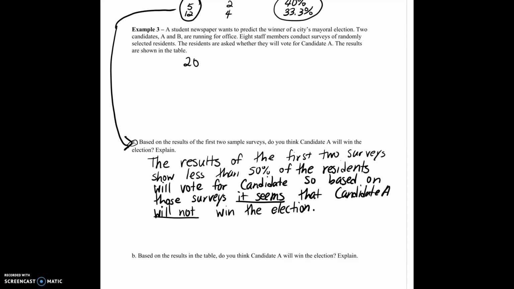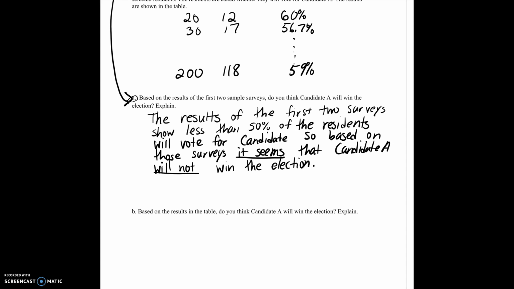So as you go on, we do 20, we get 60%, which is a jump up. Then it goes back down a little bit. At 30, 17 people, we're 56.7%. And as you keep going, I'm just going to do ... because you have the rest of the chart there. The person that surveys 200 people shows about 59%. So based off of looking at the rest of the surveys, when we make a bigger population size, it does appear that candidate A will win.